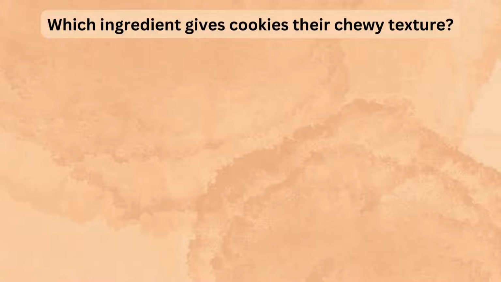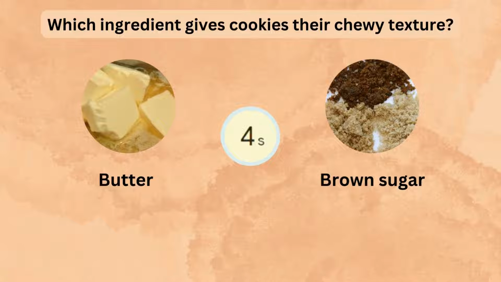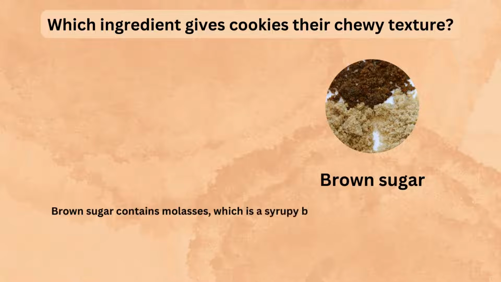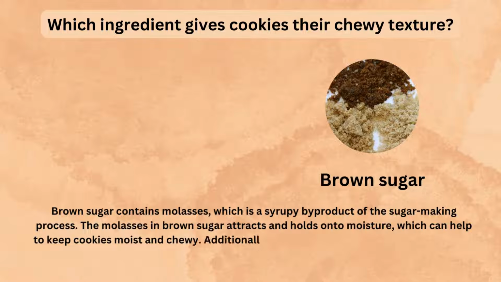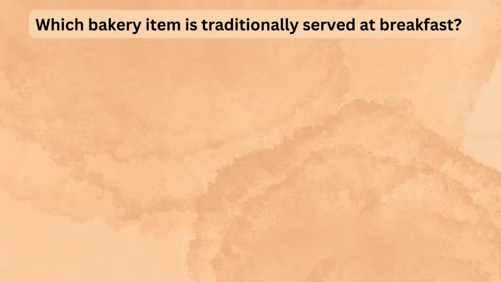Which ingredient gives cookies their chewy texture? Butter or brown sugar? Brown sugar contains molasses, which is a syrupy byproduct of the sugar-making process. The molasses in brown sugar attracts and holds onto moisture, which can help to keep cookies moist and chewy. Additionally, brown sugar has more acidity than white sugar, which can also help to tenderize the cookies and give them a softer texture.